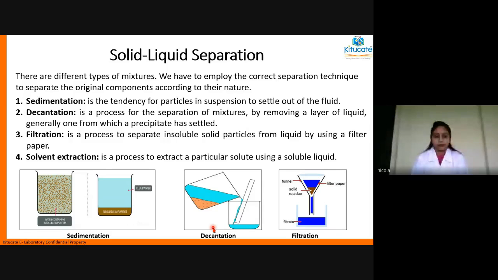All right. Now we move on to solvent extraction. Now this is a different process. For example, you take sand and salt, mix it up together, and then you put it in the water. What will happen? Tell me. Which will dissolve in water and which will not dissolve in water?